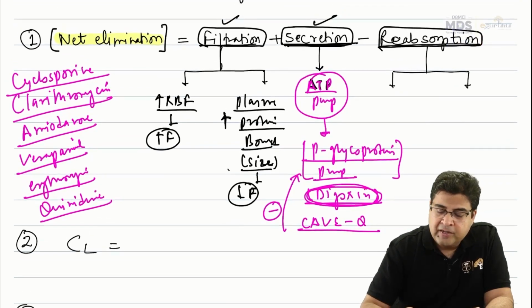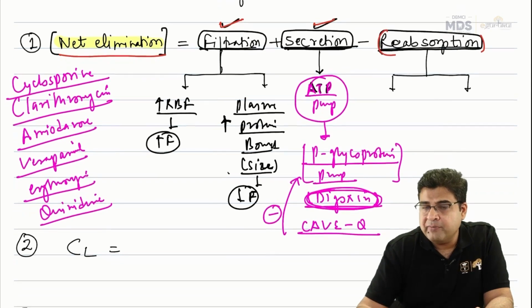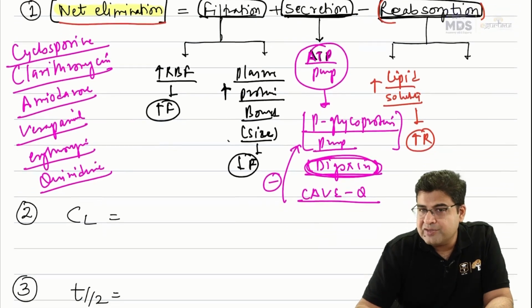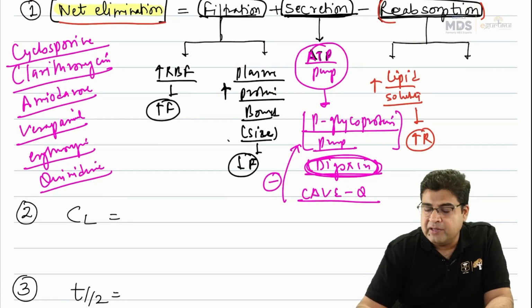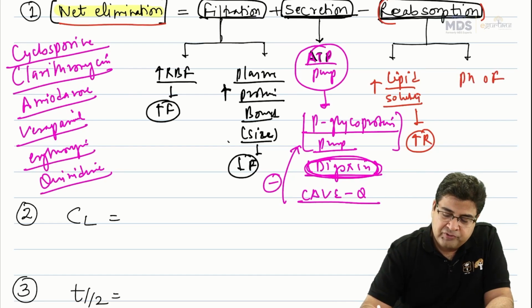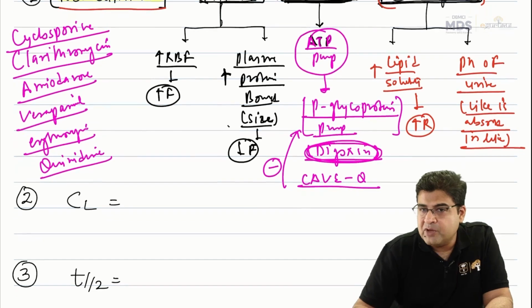Now, net elimination of the drug from the body depends upon how much drug is filtered, how much drug is secreted, minus how much drug is reabsorbed by the tubule. How much drug is reabsorbed depends upon the lipid solubility of the drug. A medicine which is more lipid soluble can easily cross the membrane and get reabsorbed, and therefore the net elimination is going to be less. It also depends upon the pH of urine, and we know the concept that like is absorbed in like media.